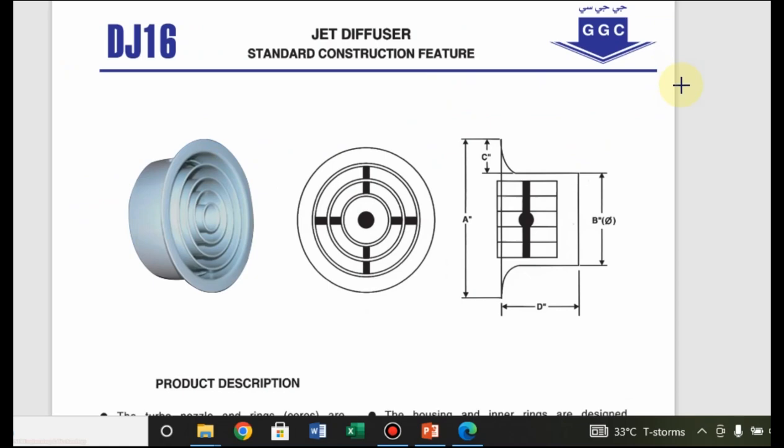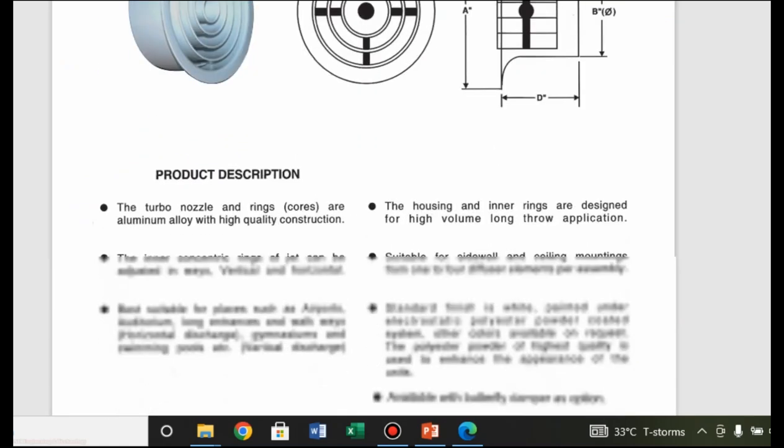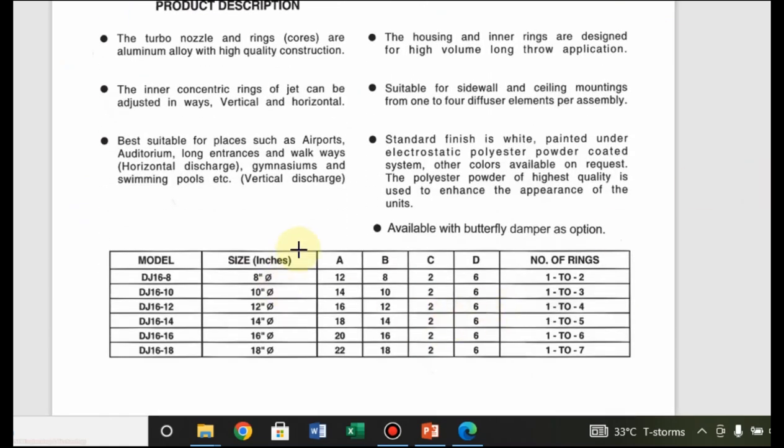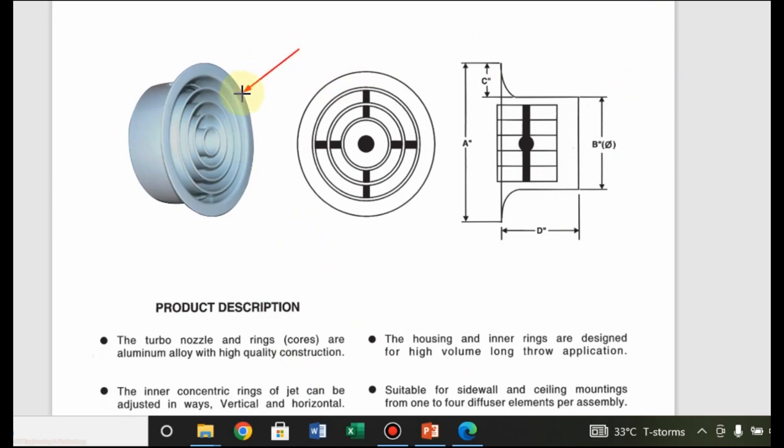For panel or ring type jet diffuser, standard sizes are available starting from neck size 8 inch up to neck size 18 inch. This is its face and this is its neck. The diameter of the face is 4 inch greater than the neck diameter. There are 2 inch extra on both sides, this flange 2 inch here and 2 inch here. And the length is 6 inch.